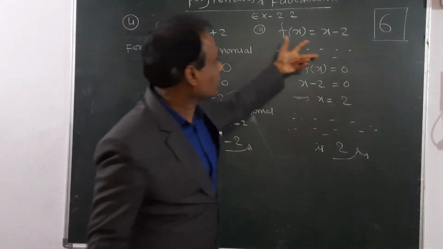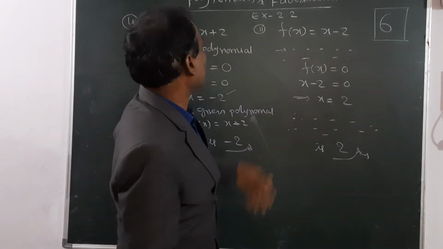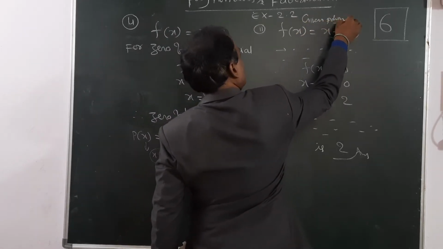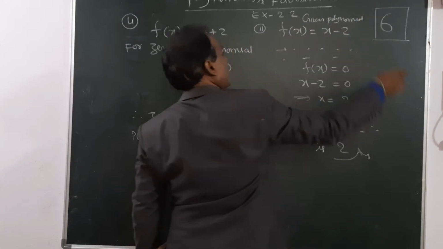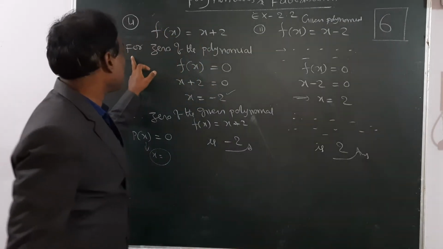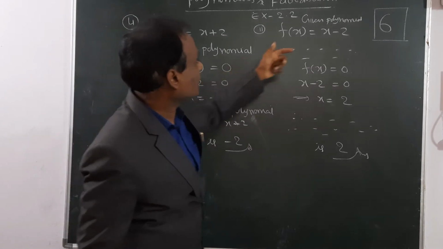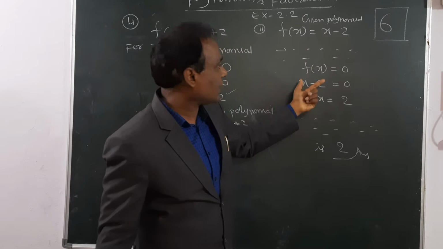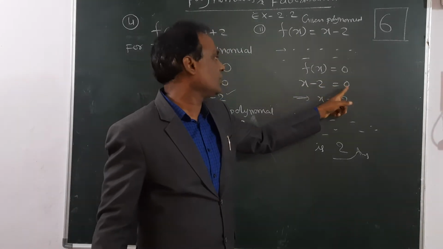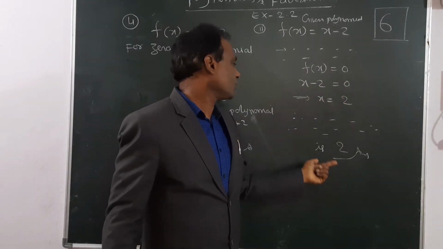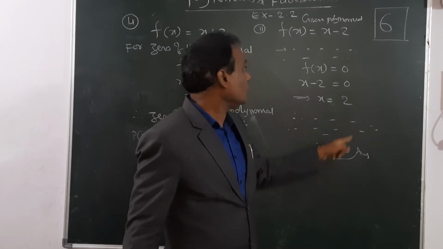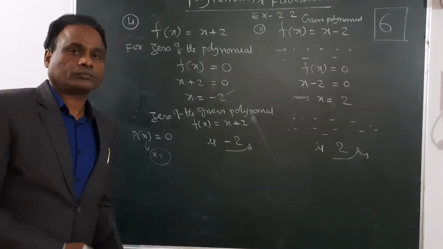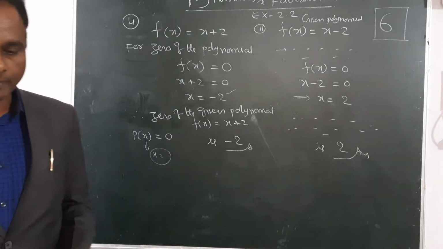Write all these sentences. Given polynomial is f(x) is equal to x minus 2. For zero of the polynomial, that polynomial should be equated to 0. So x minus 2 should be 0. Minus 2 to that side, plus 2. So for x value 2, that is zero of the polynomial. Write down.